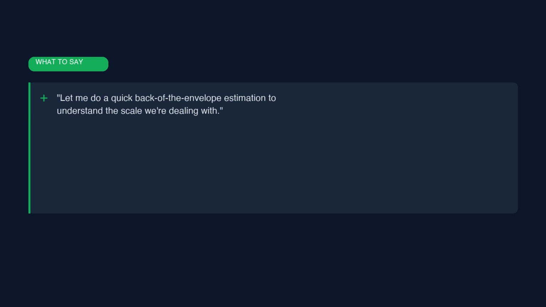Another strong move. Let me do a quick back-of-the-envelope estimation to understand the scale we're dealing with. This shows you think quantitatively, not just in abstract terms. You can also say, I'll start with a high-level architecture, and then we can deep dive into the components you'd like to explore. This gives the interviewer a roadmap of where you're heading and invites their input.